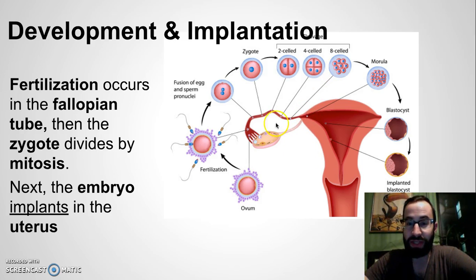And eventually, this developing zygote, which is now called an embryo, makes its way into the uterus. And the uterus is where the embryo develops. The embryo attaches to the lining of the uterus, the endometrium, and this is called implantation, and that embryo continues to divide by mitosis and grow into, eventually, a fetus.